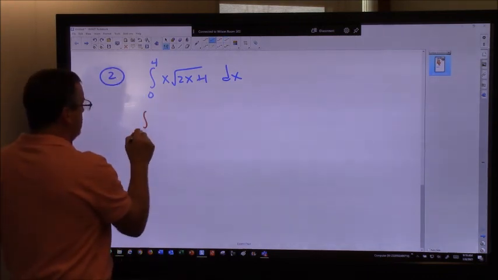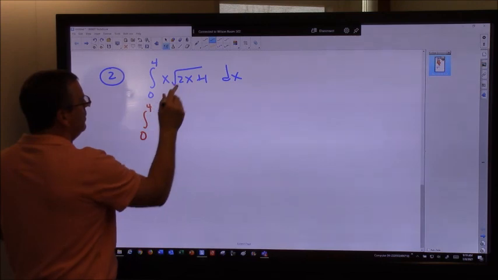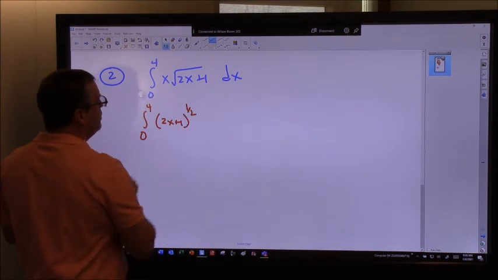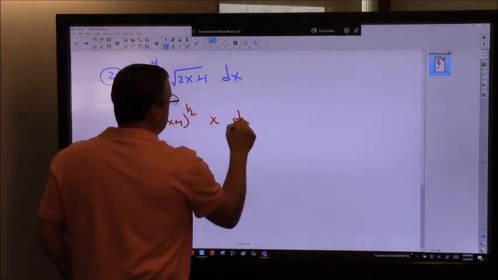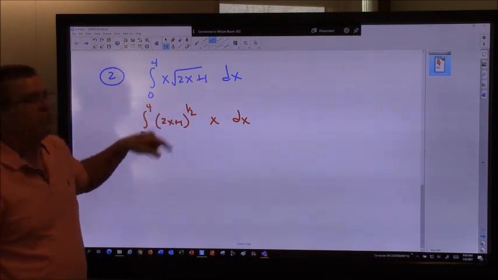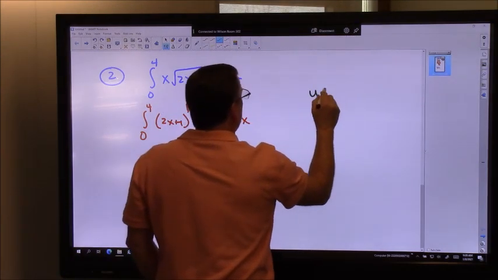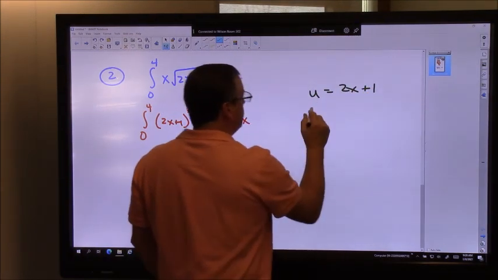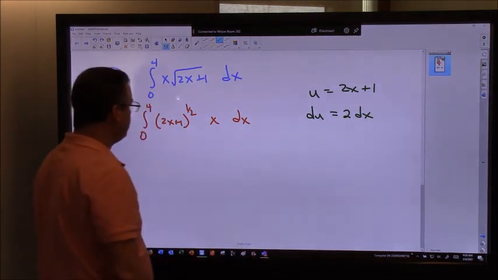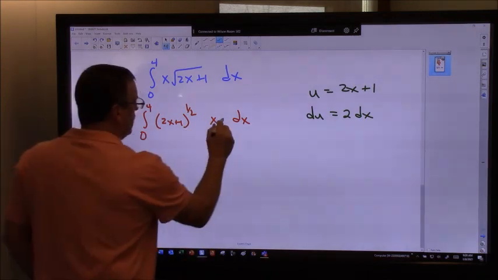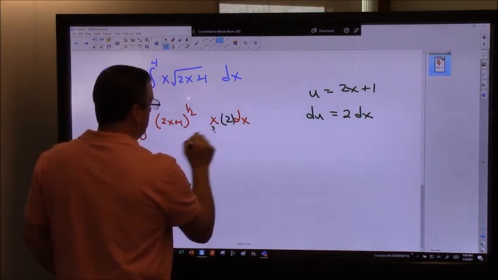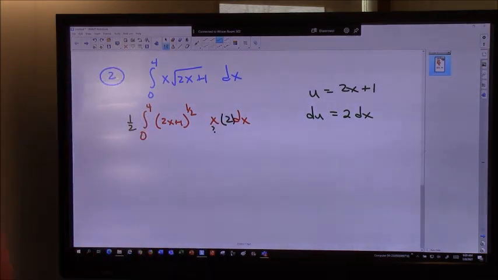All right, so I'm going to rewrite this as the integral from 1 to 4 of, in parentheses, 2x plus 1 raised to the 1/2 power. I've got x and dx over here. So I want to let u equal what's on the inside of the parentheses raised to an exponent. So u equals 2x plus 1. So du is going to be 2, and I just took the derivative of x. So I'm going to need a 2 right here, and a 1/2 out in front, but the question is, what's going to happen to that x?